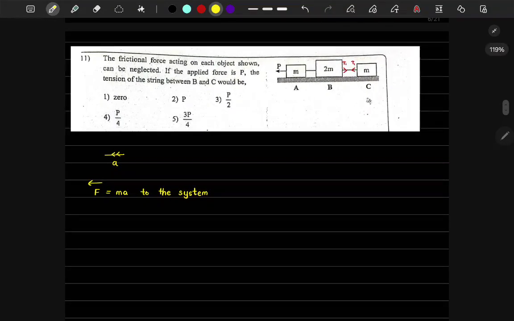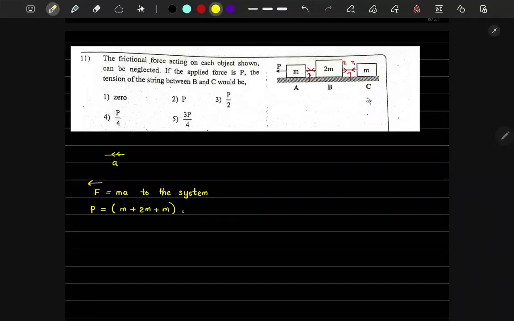So what would the unbalanced force be? That would be P, because that is the unbalanced force. The tensions here, even in this string and in this string, are internal forces. So P equals the total mass of the system, which is M plus 2m plus m.